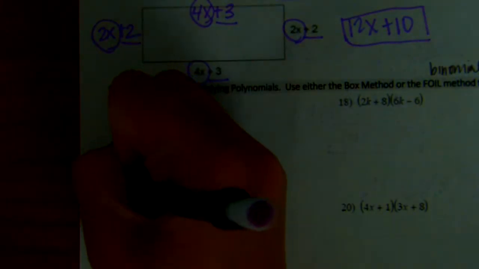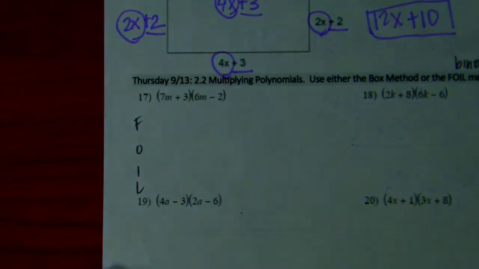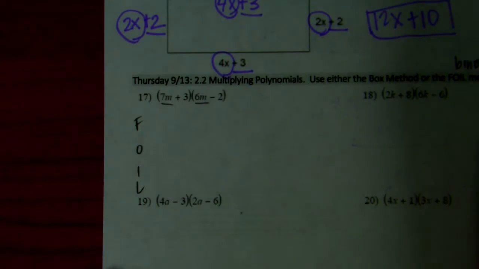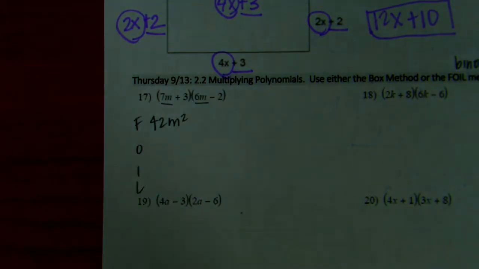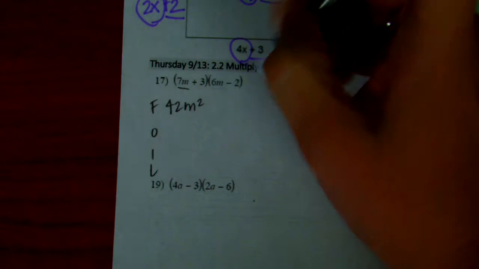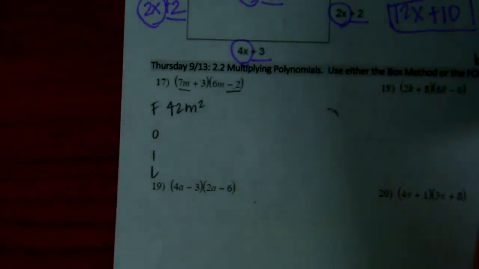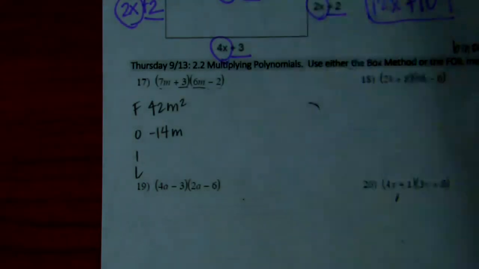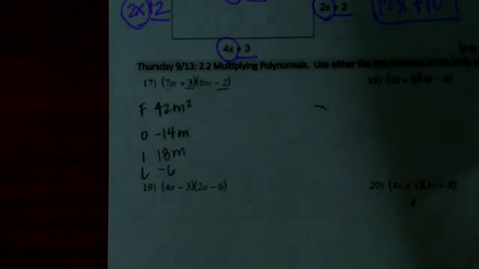I'll do FOIL for 17 and 18. F stands for firsts, so I multiply 7m times 6m. I get 42m squared. Outside is 7m times negative 2. That's why it is so important that you're doing this in pencil. You get negative 14m. I stands for insides. Positive 3 times positive 6m is 18m. And my lasts are positive 3 times negative 2, which is negative 6.